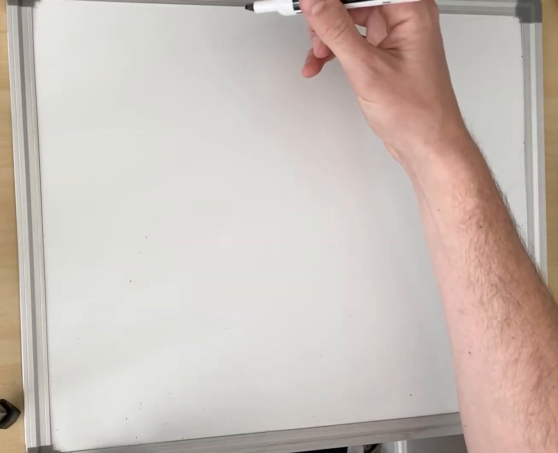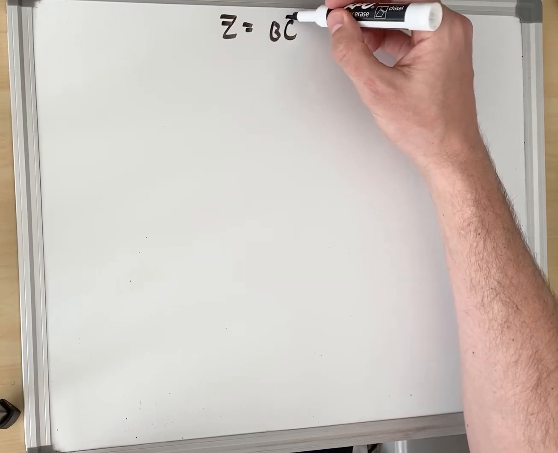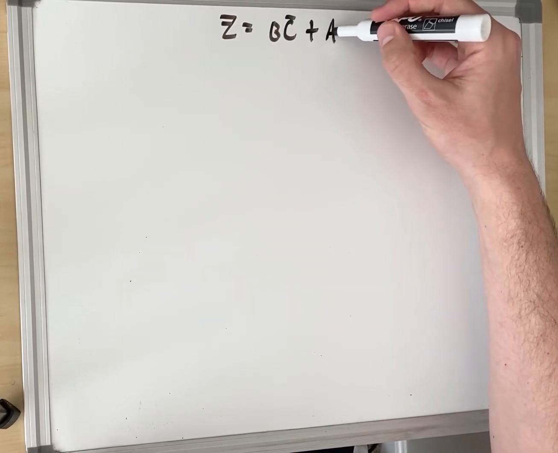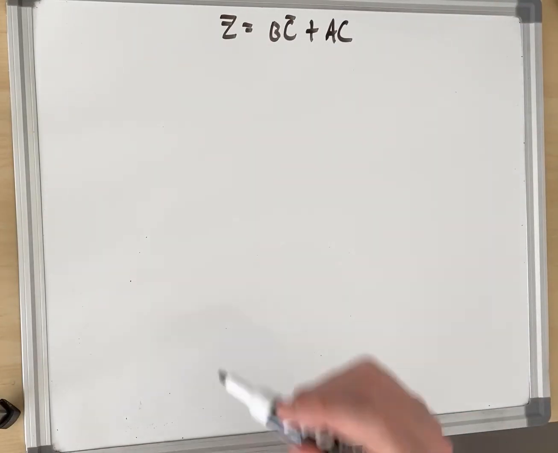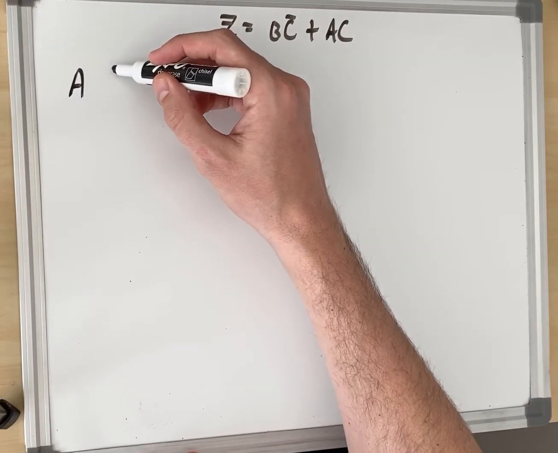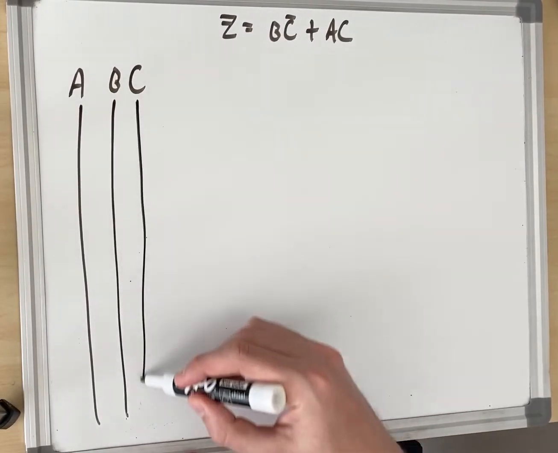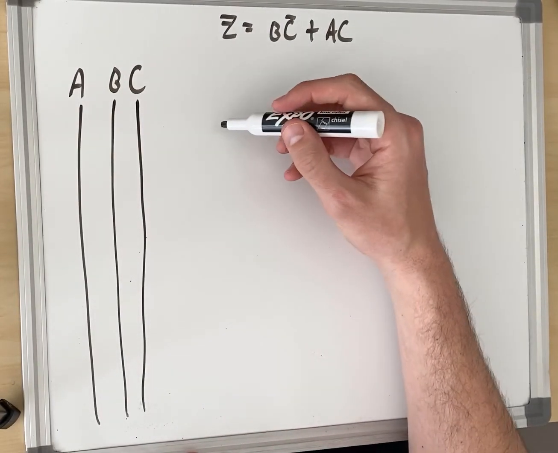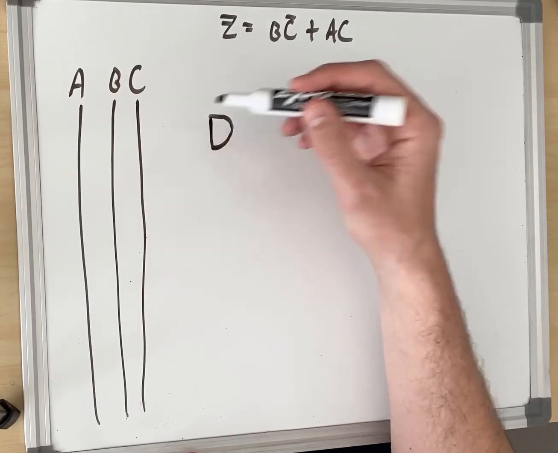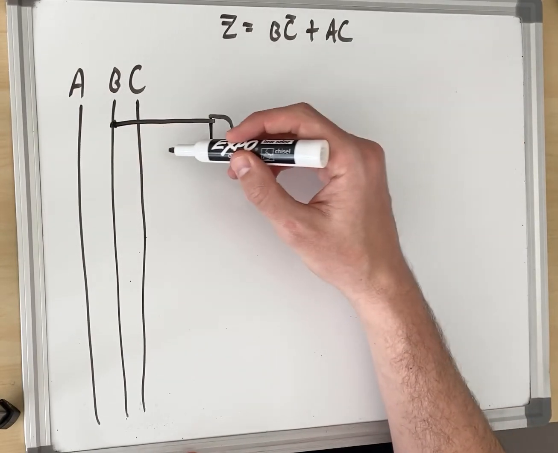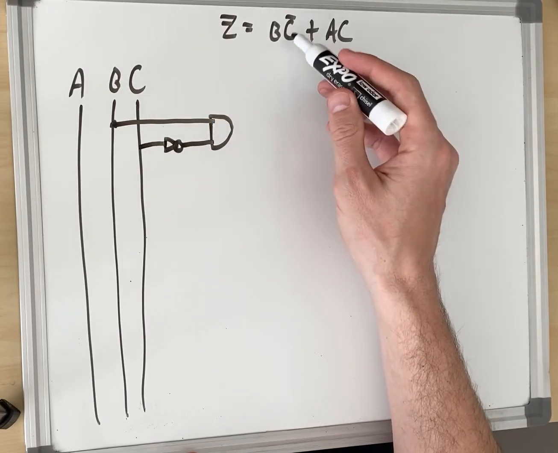So I'm going to start with the equation Z equals B not C, or AC. So again, we know we have three inputs. So I'm going to do A, B, C. Just draw my lines down. And I see I have B, not C. It's an AND gate. And it's B, not C. So that's our inverter.